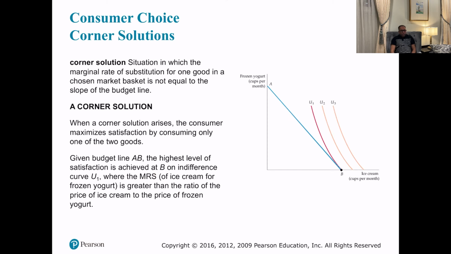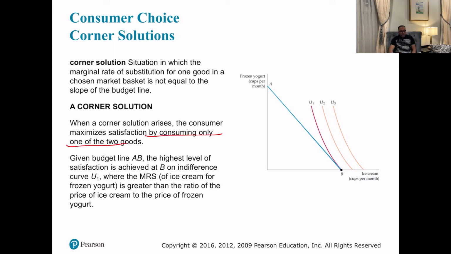Now there is a possibility of a corner solution situation in which the marginal rate of substitution for one good in a chosen market basket is not equal to the slope of the budget line. Corner solution: when a corner solution arises, the consumer maximizes satisfaction by consuming only one of the two goods. So if that is the situation, we call it a corner solution.